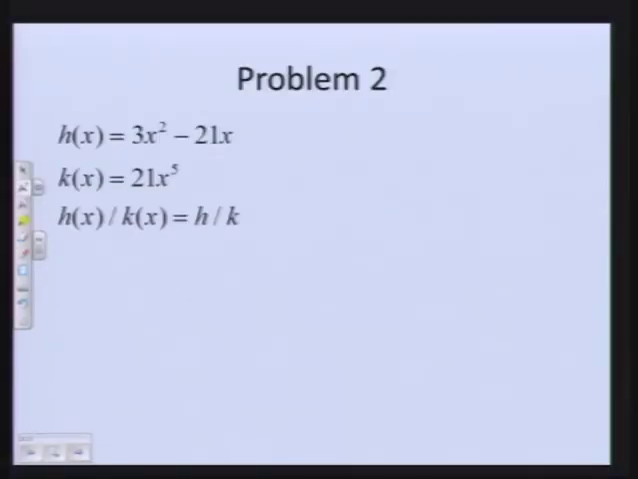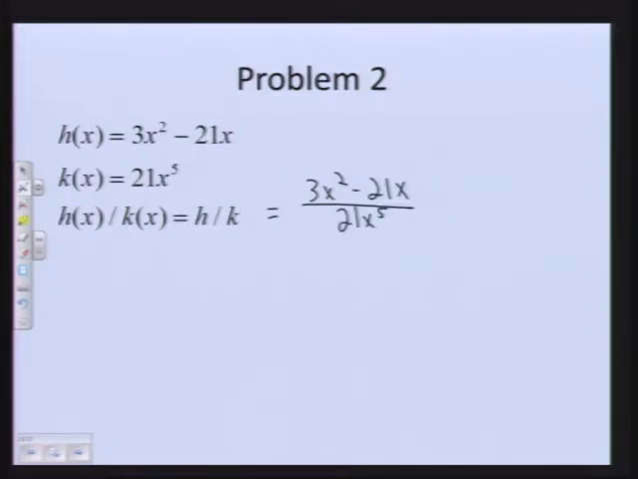Okay, now let's go to the next problem. All right, I just have created different functions here. So I've got h of x is 3x squared minus 21x, and k of x is 21x to the 5th. So I want to do h divided by k. Again, this is a different h than I had back on the slide when I was adding and subtracting. You have to do whatever the function's defined as at that problem. So we have 3x squared minus 21x divided by 21x to the 5th.